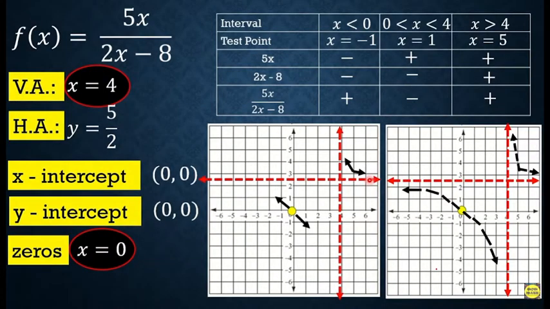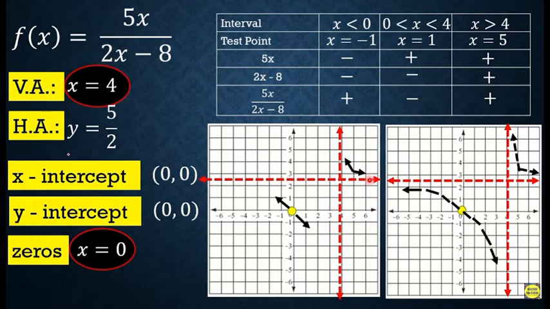Next, we need to sketch or graph it, using the sign table, the vertical asymptote, horizontal asymptote, the x-intercept and the y-intercept, and the zeros. In the vertical asymptote, x is equal to 4. Where is x equals 4? Here. This is the line. There are restrictions, since our graph will not touch our vertical asymptote. This is our vertical asymptote.